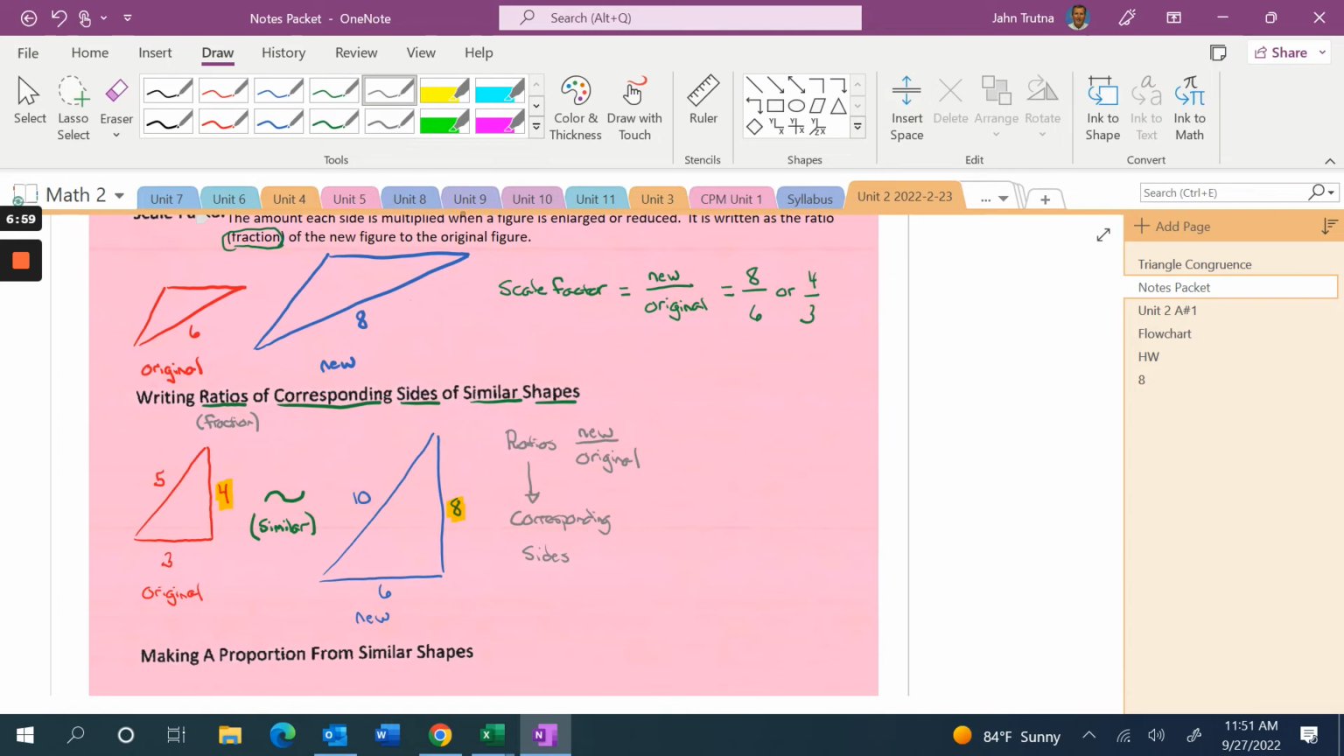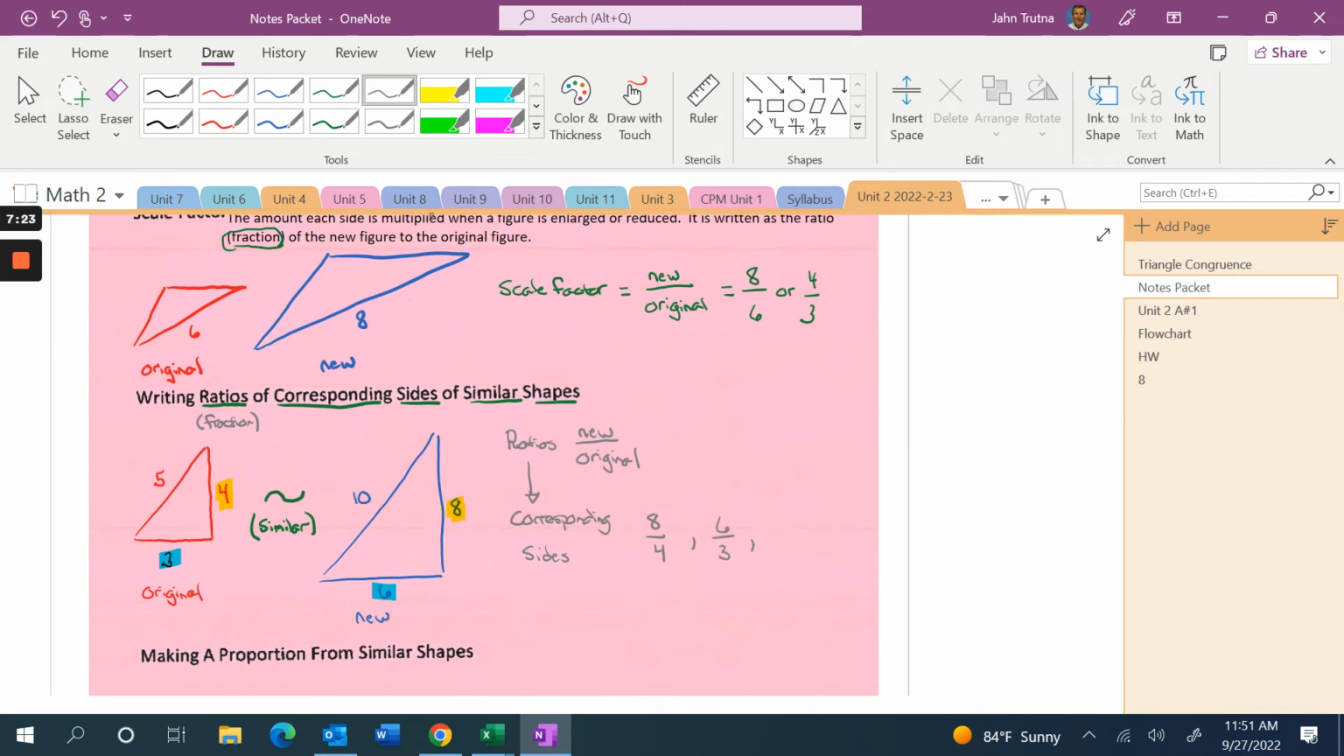So that means one of my ratios is 8 over 4. Okay? Comma. There's another one. I could actually write 3. So now I'm going to pick 6 from the new shape. What corresponds with 6 in the original shape? That would be 3. So that means another corresponding ratio would be 6 over 3.